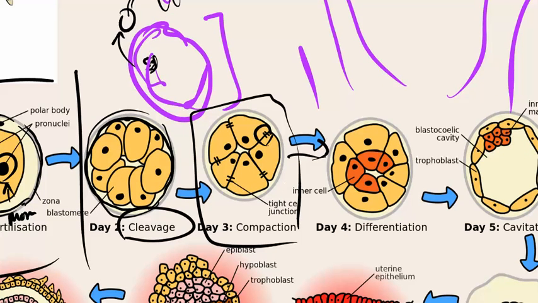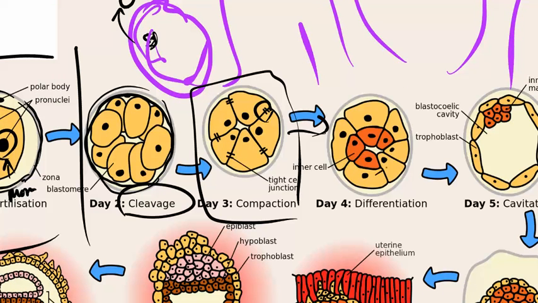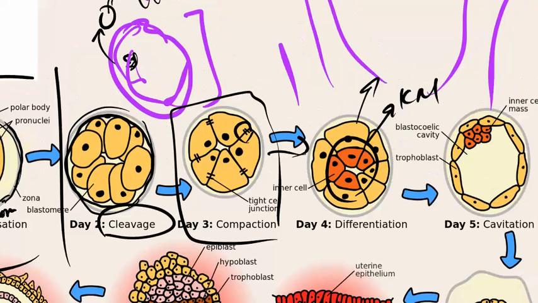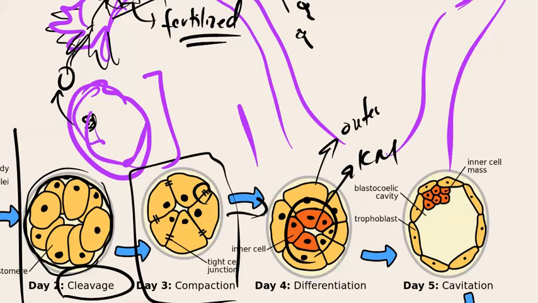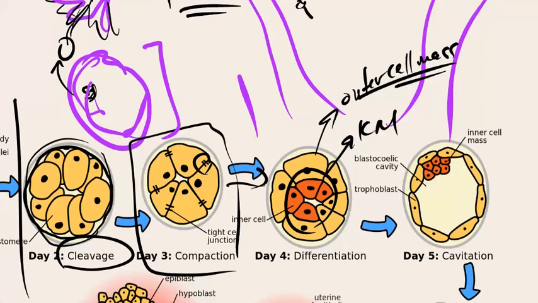So what happens is the cells divide and stuff like that. Depending on the location, the cells are going to differentiate. So you're going to have the inner cell mass, and you're going to have the outer cell mass. But these outer cells are going to become your trophoblasts. And these guys here, the ICM, are going to become your embryoblasts.